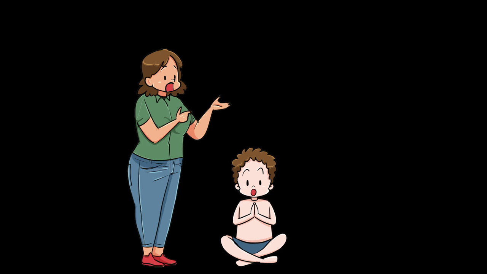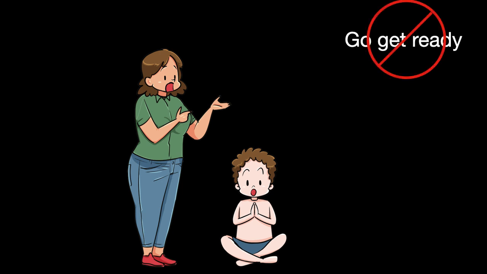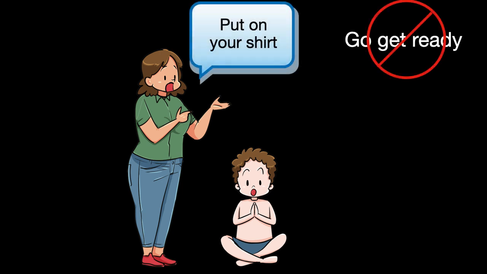Task analysis is simply breaking complex skills down into smaller pieces that are easier to teach. Big tasks can feel overwhelming for kids. So instead of saying, "Go get ready," break it down into smaller steps. You might say, "Put on your shirt, then your pants, then socks." Giving clear, simple instructions helps your child know exactly what to do.